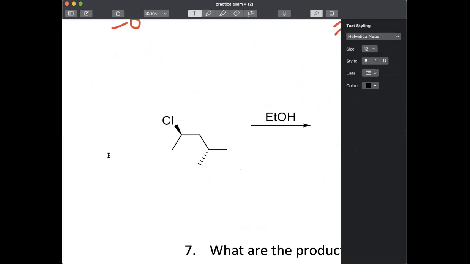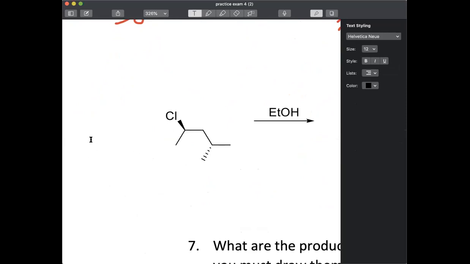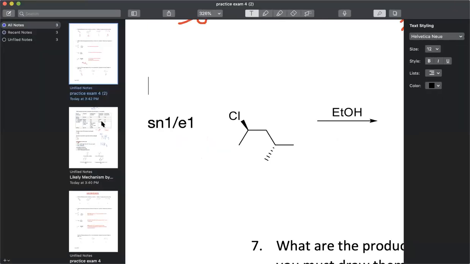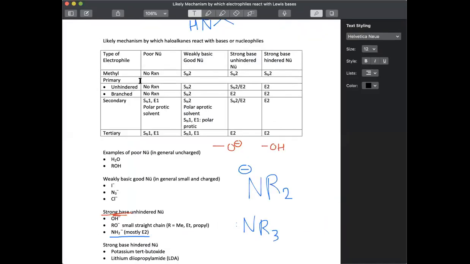You guys tell me. Yeah, that's the one you want, right? Because why? Because we have secondary, right? And we have a poor nucleophile. So if we go back to the chart, secondary, poor nucleophile, right here, that's the only one. That's the one you want, right?